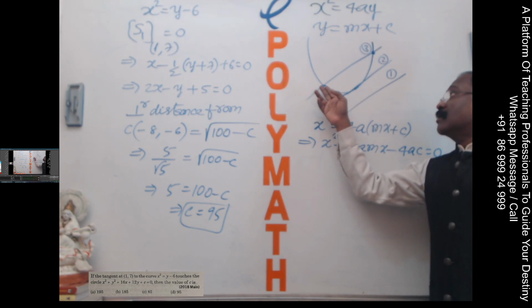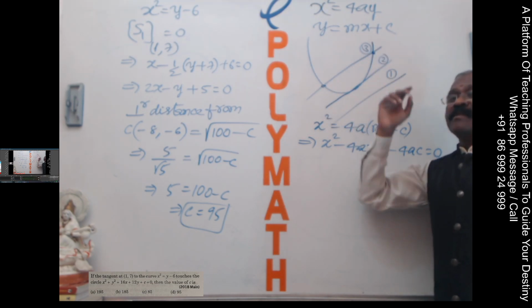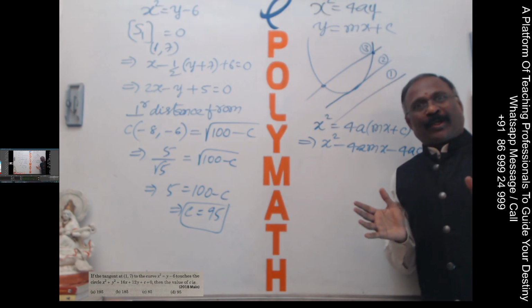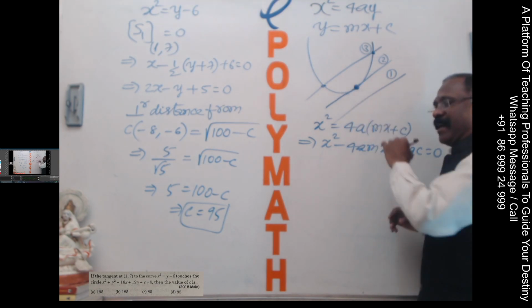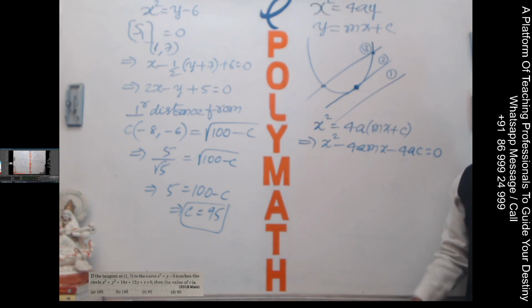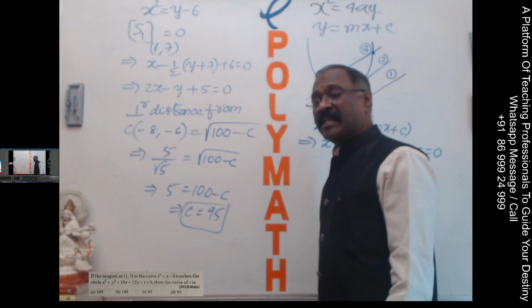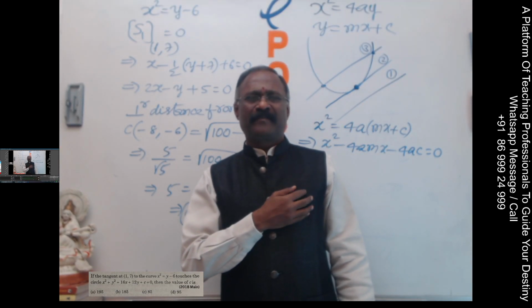Maximum of 2 roots. If it has 2 real roots, this is case number 3. If it has equal roots, it is the tangential case. If it has no real roots, it never intersects. This is what you have to understand. So that depends on the discriminant.